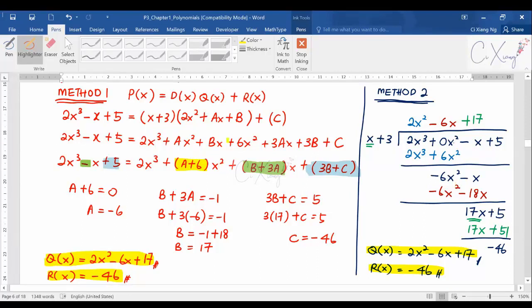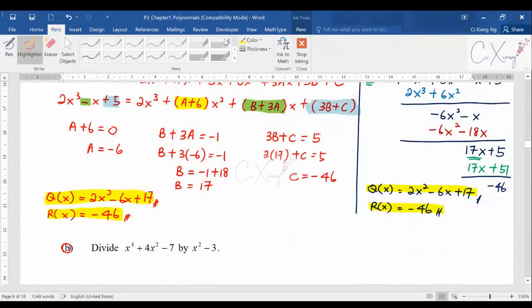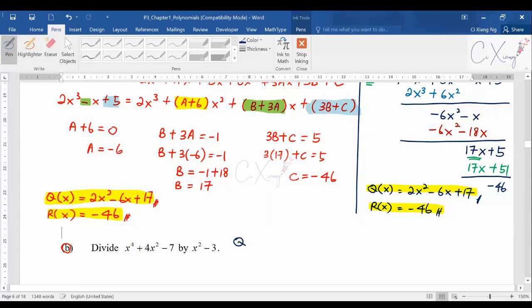So this is method number 1 and method number 2 for the division of polynomials. I hope that you learn both methods. For example, 6 part B, please try on your own. I will give you only the final answer. For part B, the quotient is x squared plus 7 and the remainder should be 14. Please try it out and see whether you can get the answer.